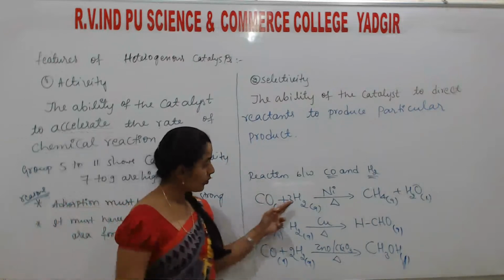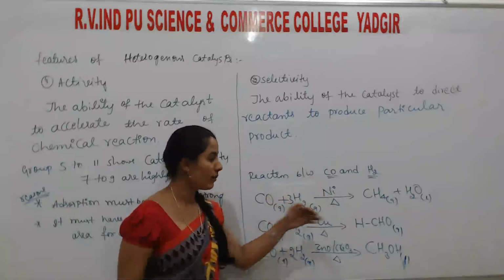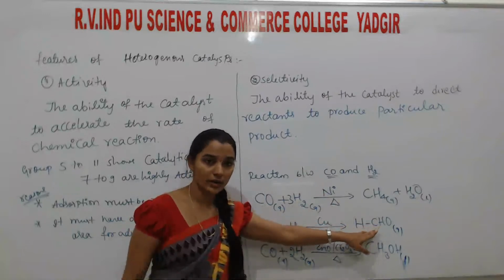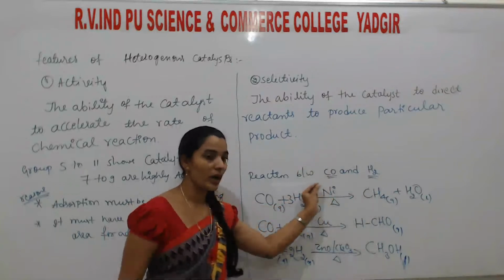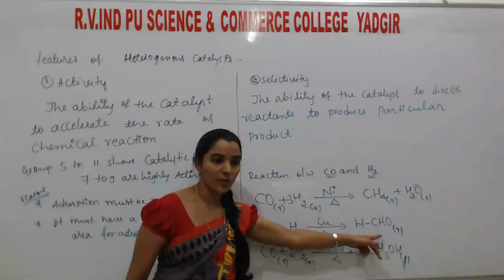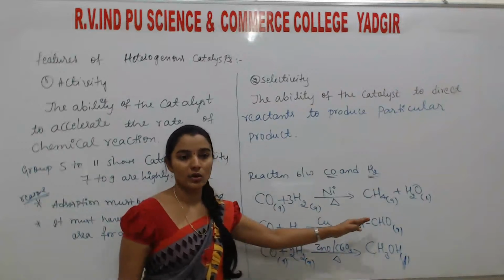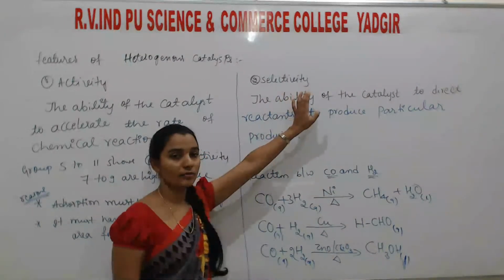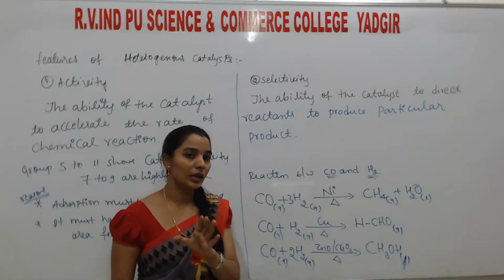Listen, here CO plus 3H2. If nickel is the catalyst, then this nickel is used to form methane only. But this nickel cannot be used to form this aldehyde. So if we want methane, then we have to select nickel as a catalyst. If we want aldehyde, that is formaldehyde, then we have to choose copper, not nickel. Nickel cannot give this aldehyde. So this is the selectivity of the catalyst. For a particular compound, we have to use a particular catalyst.